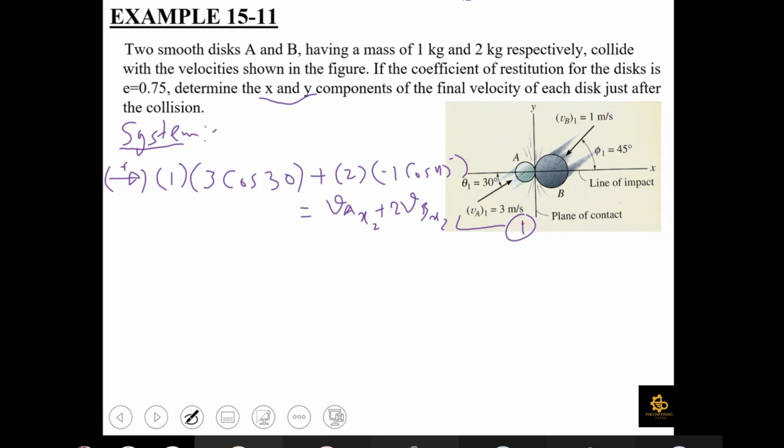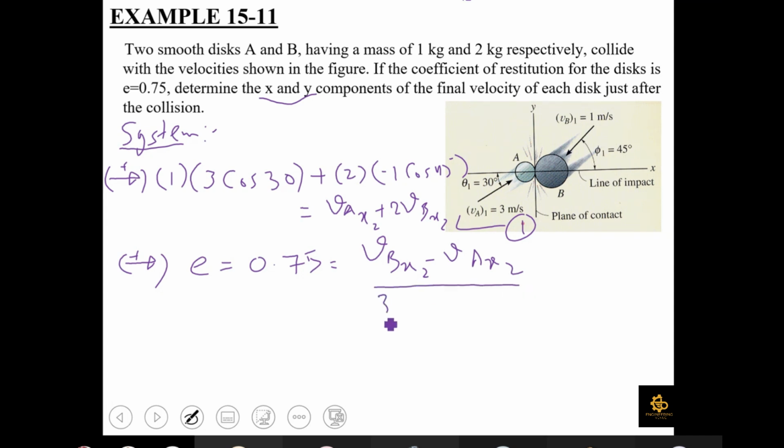Okay, in step number 2, we are going to apply the conservation of momentum principle along the line of impact. So the coefficient of restitution is already given for this problem to be equal to 0.75, and that value is going to be equal to VBX2 minus VAX2 divided by VAX1, which is 3 cos 30, minus VBX1, minus 1 cos of 45. So this is my equation number 2.